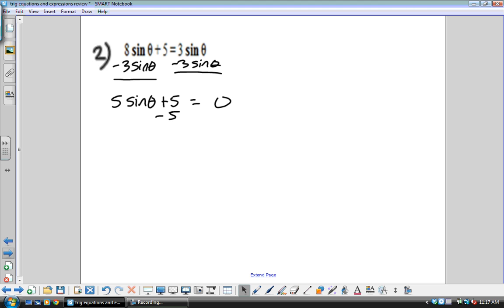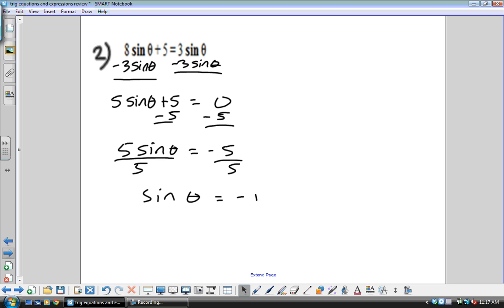Now we'll get rid of the 5 because I'm isolating sine theta there. So we get 5 sine theta equals -5, and now we'll get rid of the 5. So -5 divided by 5 is -1. Sine would be -1 here at 3 pi over 2, I believe.